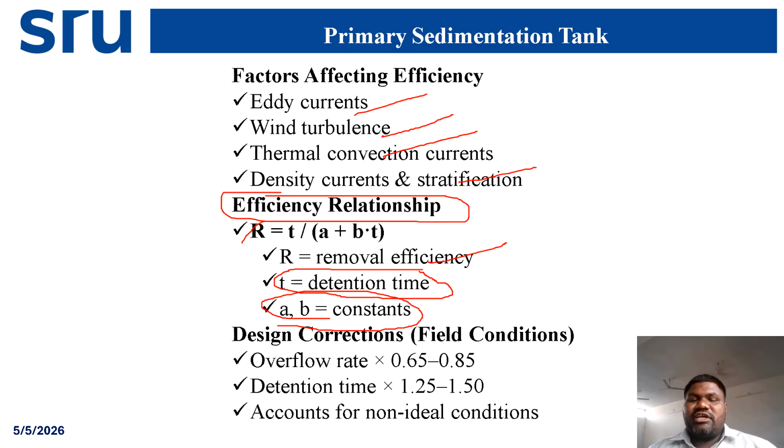Design corrections are required for field conditions. The overflow rate should be multiplied by 0.65 to 0.85. Detention time also needs to be multiplied by 1.25 to 1.50. It accounts for the non-ideal conditions. These are the design conditions for the primary sedimentation tank.